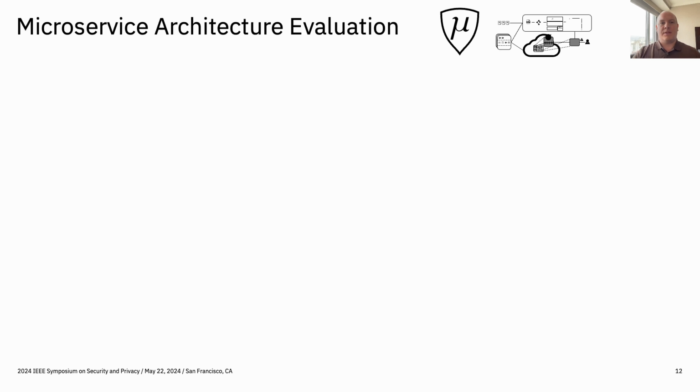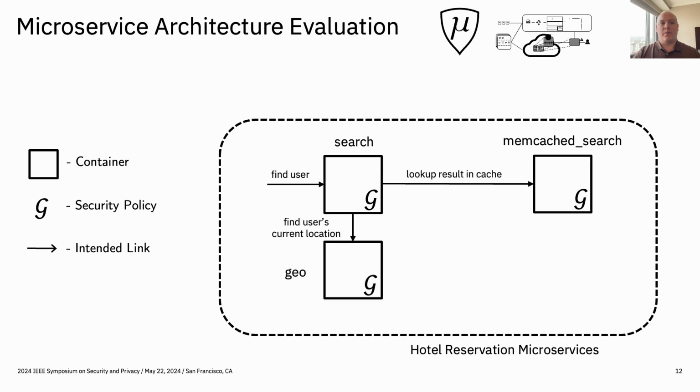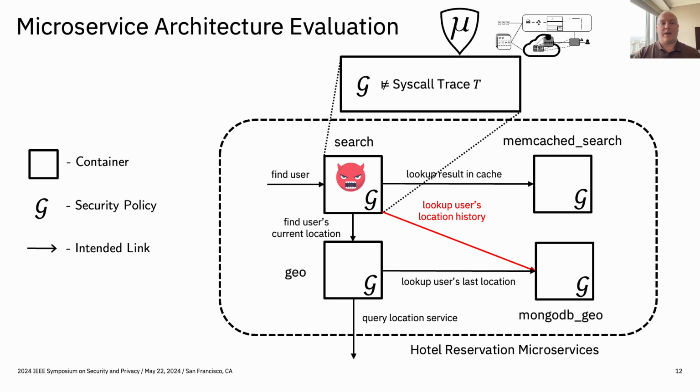Now we can put all of these pieces together in order to protect a whole microservice architecture that consists of multiple communicating microservices all running together. In this example, imagine that within a hotel reservation microservice architecture, the individual search microservice becomes compromised, and an adversary attempts to go outside the intended communication links specified by the distributed effect graph defined by the composition of all of the microservice effect graphs shown here, in an attempt to disclose users' location history that's not intended by the application by reaching out directly to a MongoDB database.